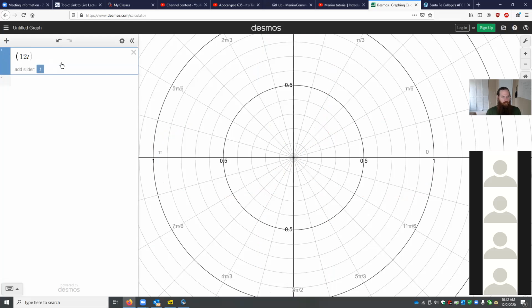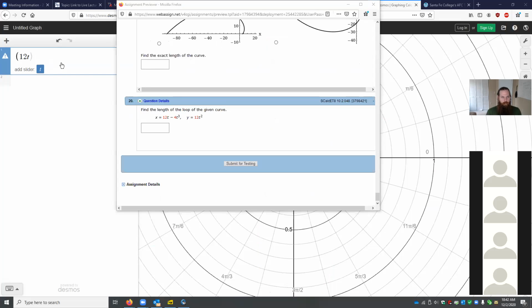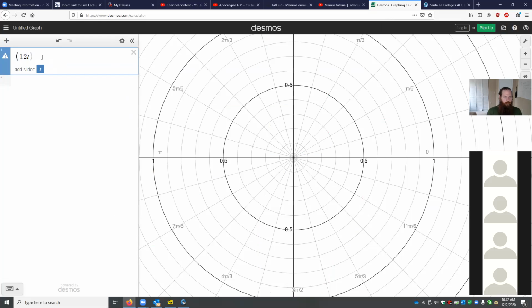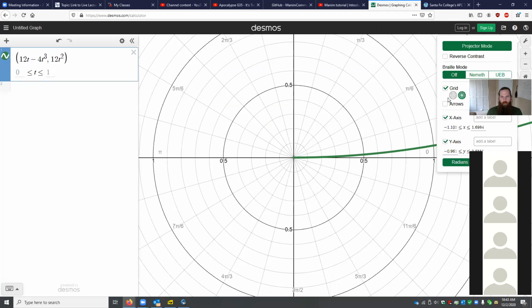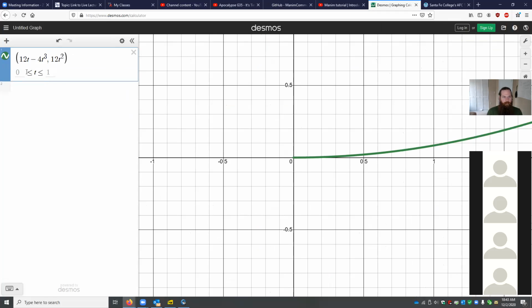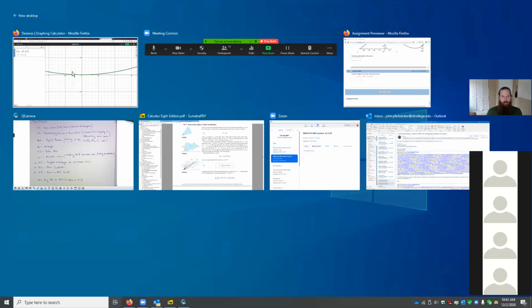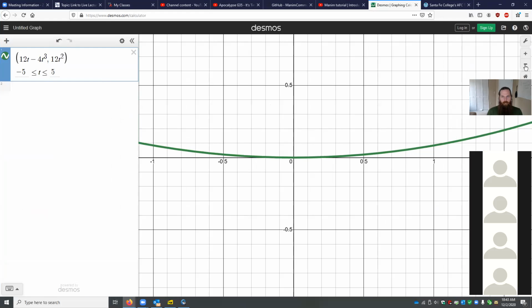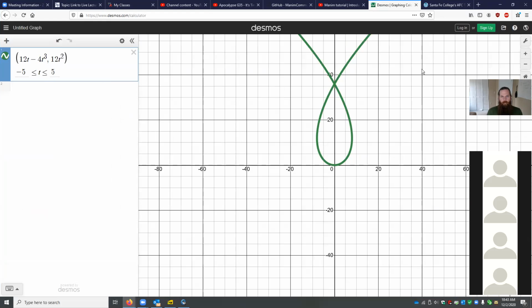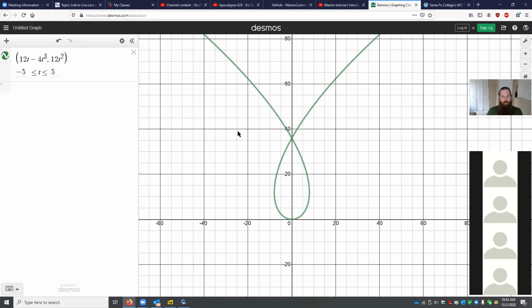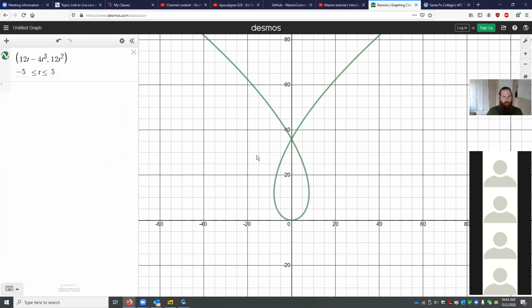We had 12t minus 4t cubed, that's our x function, comma 12t squared. Oh, and I'm still in polar form, aren't I? Yeah, let's get out of this. Back to this. And let's let t run from like -5 to 5. And let's zoom out. Zoom way out. Okay. So here's what this curve looks like. The loop here is this piece, right? So we want the arc length of that loop.